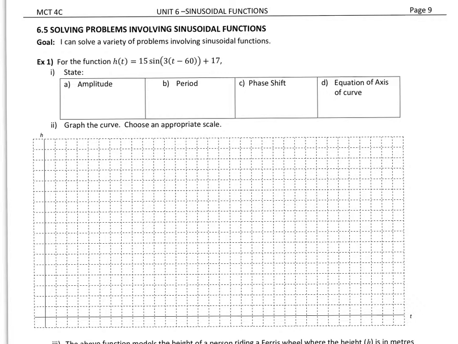So for this function, we're going to identify the key characteristics from the equation. We should know that the very first thing in front of the sine, that's our amplitude. So this has an amplitude of 15. The period we get by taking that k value, which is 3, and dividing 360 by it. So that gives us a period of 120. The phase shift comes from this, and remember it's opposite signs. So this is 60 units to the right.